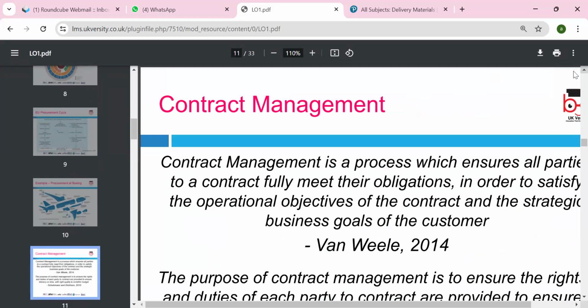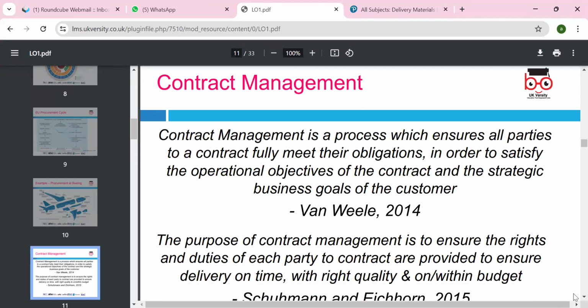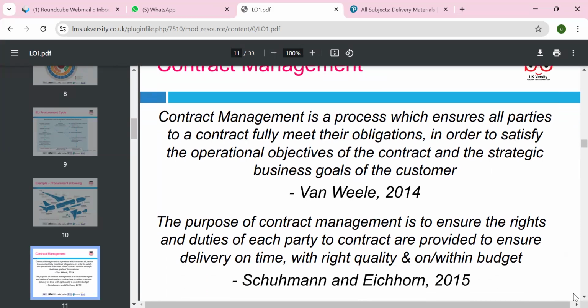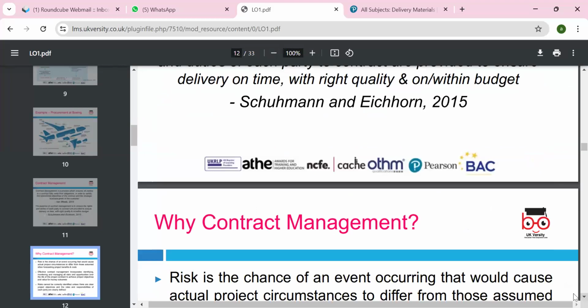Contract management is the process of ensuring all the parties to the contract fully meet their obligations. The contract means the offer and acceptance, and the legal obligation should be met. The purpose of the contract is to ensure the rights and the duties of each party. The contract ensures the delivery time and the right quality, within the budget.